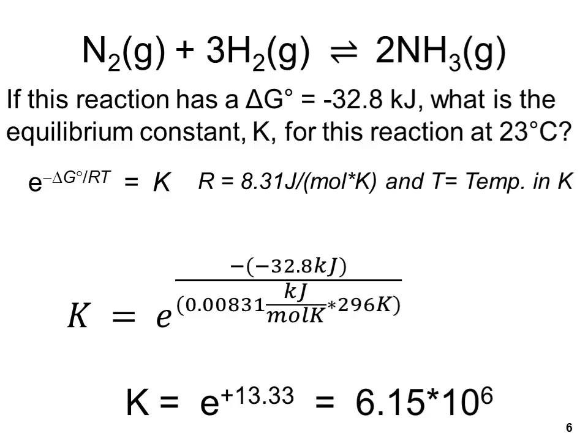Since it's negative delta G, and we've got a negative delta G value, those two negatives will make a positive. Since our R is in joules, we're changing it to kilojoules. And since our temperature is at 23 degrees Celsius, I went ahead and moved it to 296 Kelvin. So if we multiply all that out, that gives us e to the power of 13.33, which gives us a K value of 6.15 times 10 to the sixth.